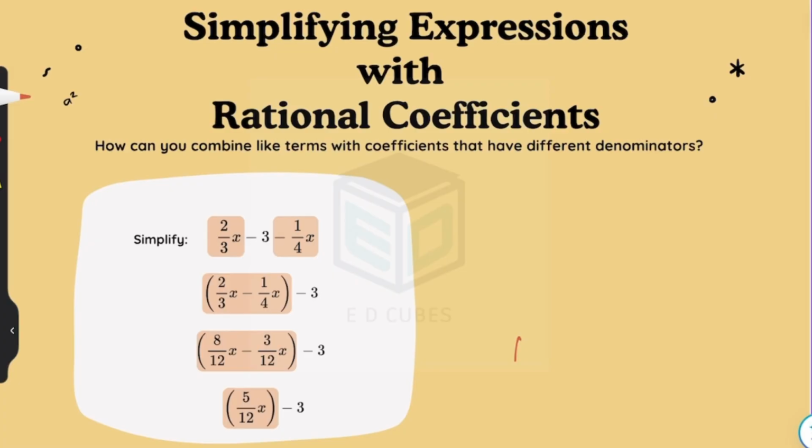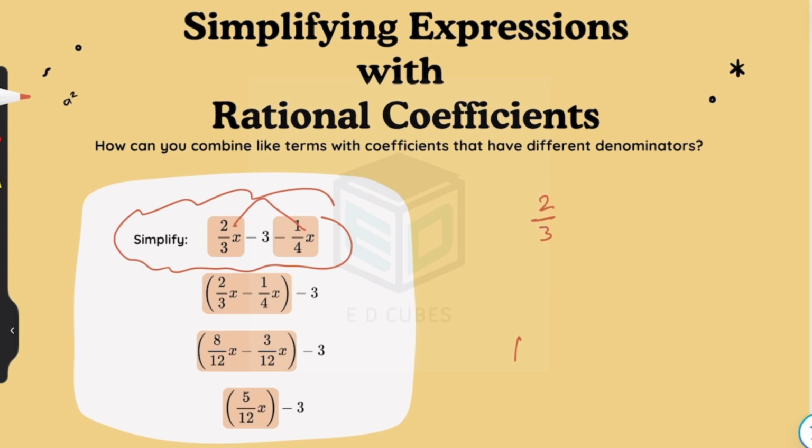Now, what happens when the expressions are given with rational coefficients? When the coefficients are rational, for example, you see here, there is an expression given and like terms are highlighted. Now we have to simplify the like terms. So here 2 by 3x minus 1 by 4x minus 3. So we need to simplify these like terms. So here the problem which is occurring is the coefficient is a rational number. The coefficient is in fractional representation. The coefficient is given as a fraction.